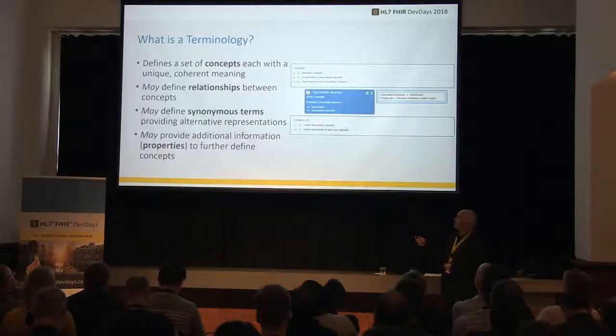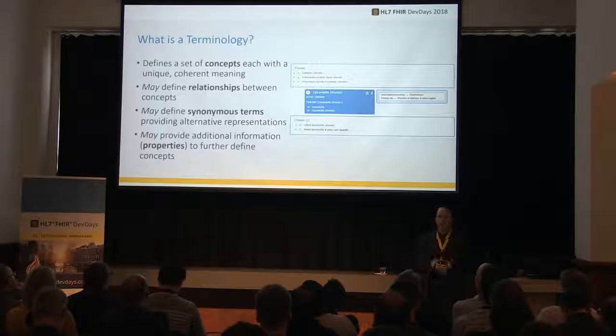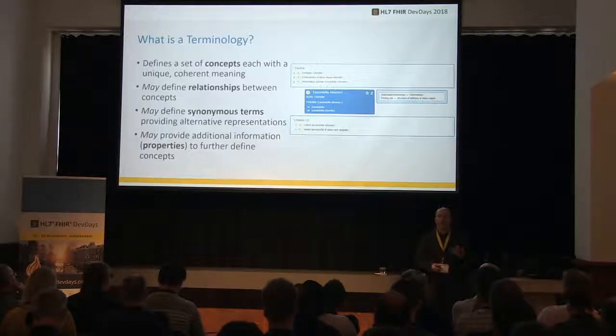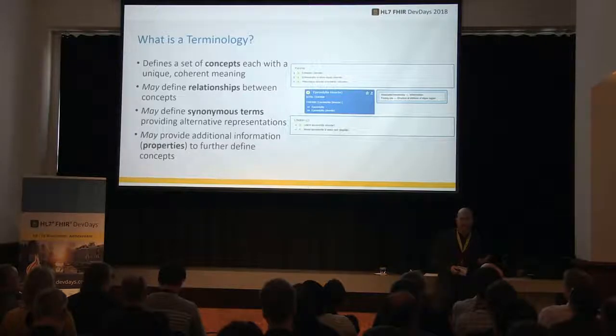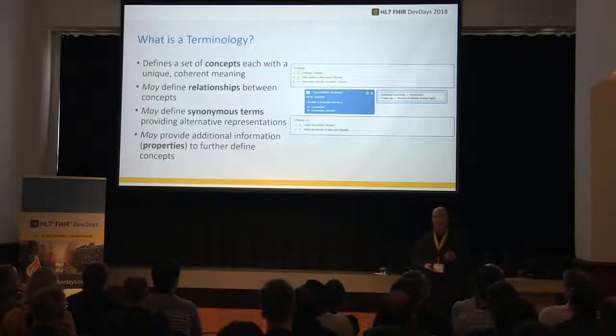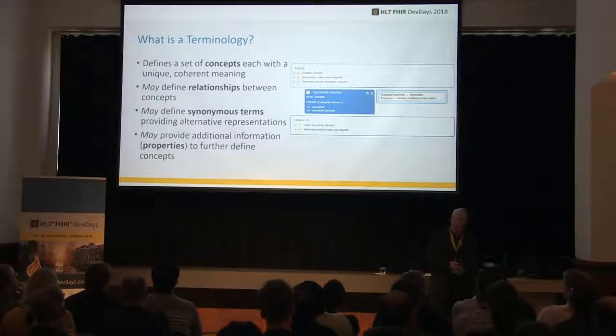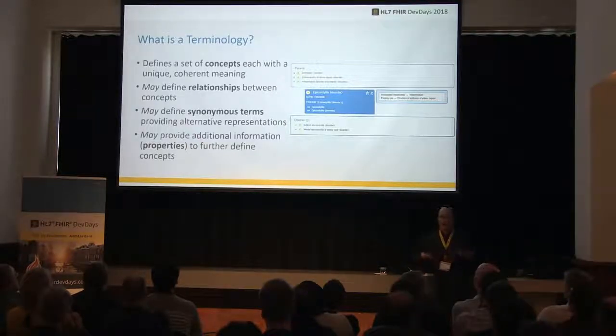So terminologies define a set of concepts. A concept can be anything, like a unitary atomic piece of information. So we have heart disease as a concept. We have the concept of soft tissue disease. So these are concepts. A concept could be something as simple as a car. Terminologies define a set of concepts, each with a unique meaning.